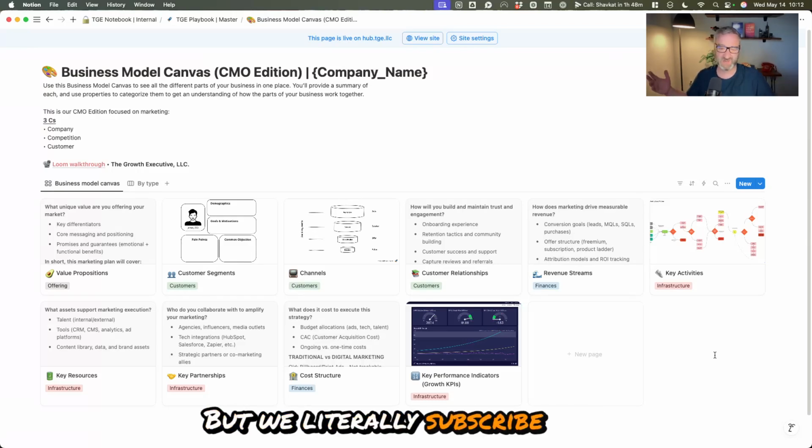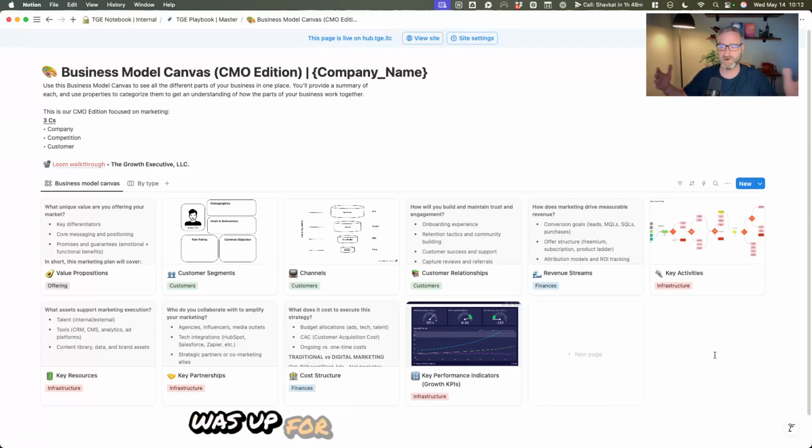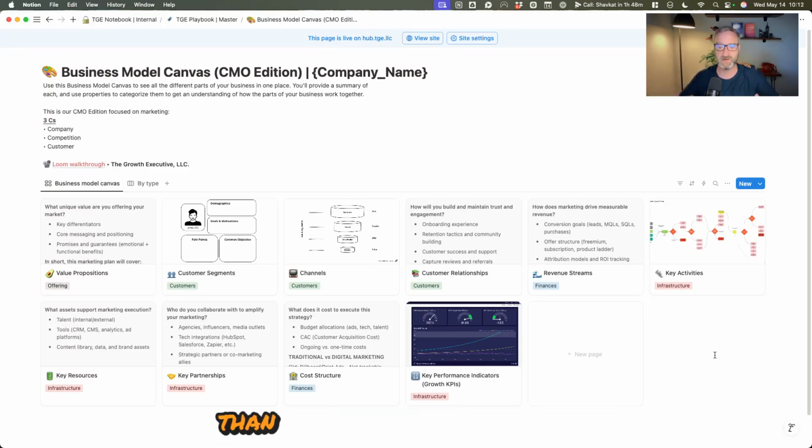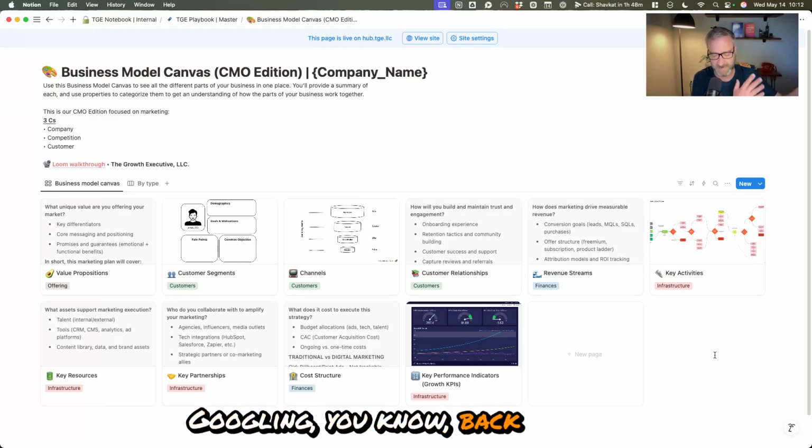But we literally subscribed to a software tool that told us who was up for RFP and what we needed to do. So that sales process and that marketing looks significantly different in that organization than, of course, trying to find people who are Googling back pain or whatever.